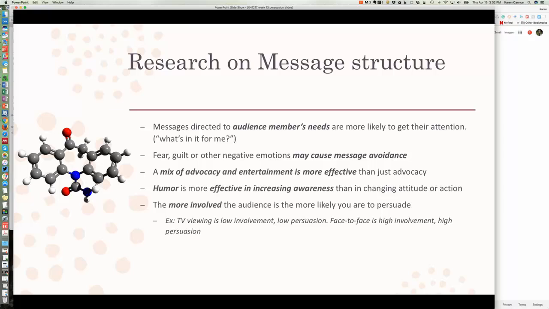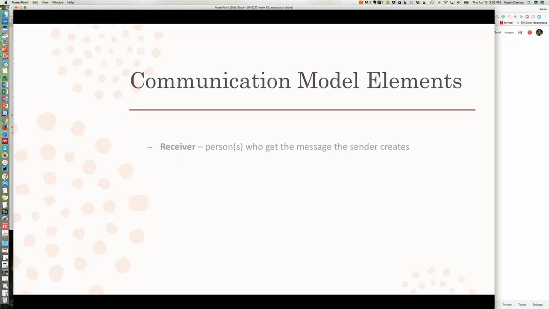So the example here is that television is low involvement, right? You're not doing a whole lot when you're sitting there watching television. But when you are sitting face to face with someone, you are listening to them, but there is all kinds of nonverbal communication and bodily communication, that kind of thing. And that face to face really allows for a much higher level of persuasion.